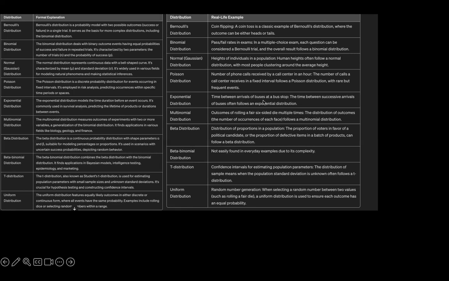For example, the time between arrivals of buses at a bus stop. The time between successive arrivals of buses often follows an exponential distribution.